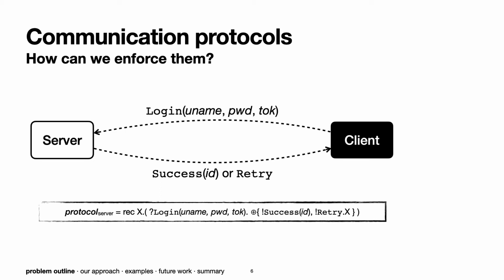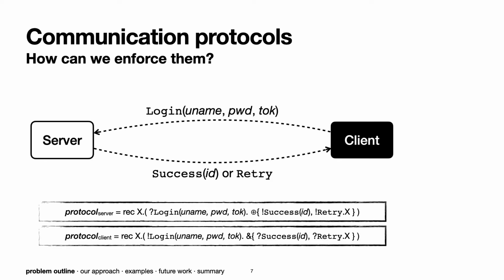Down at the bottom, one can see how we formalize the server side of the protocol using session types. Session types allow us to describe the behavior of the participants. The formalization is very intuitive. As we said, the server receives a login request, shown here with the question mark, and then depending on whether the credentials are valid, it sends either success or retry, shown here with the exclamation point. If it sends retry, the session recurses and the protocol starts from the beginning.